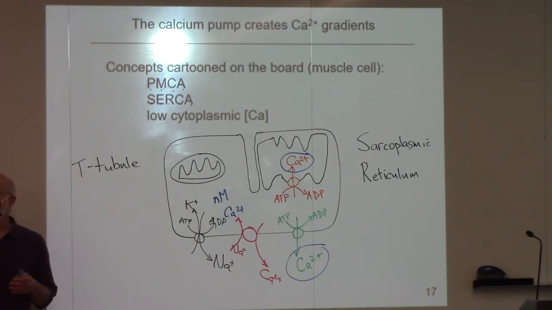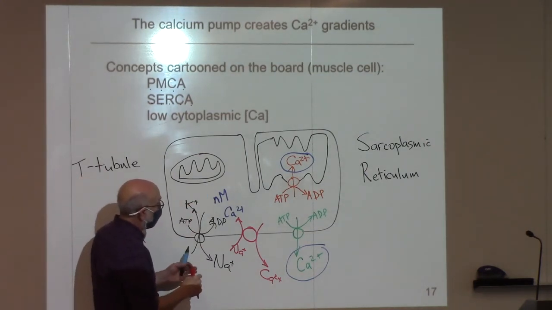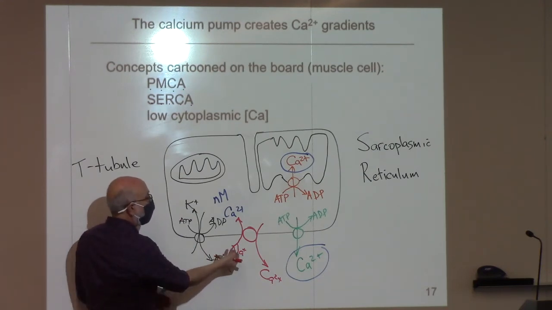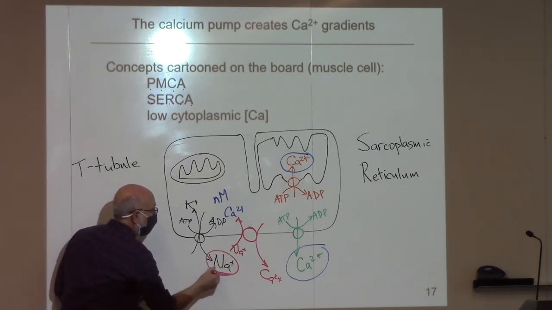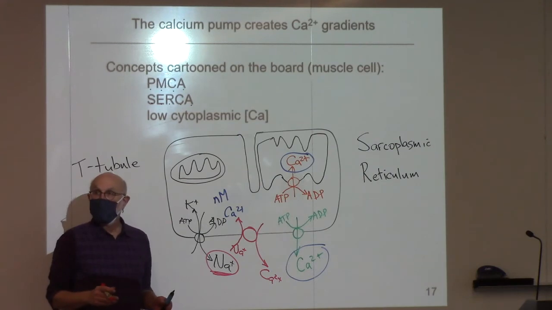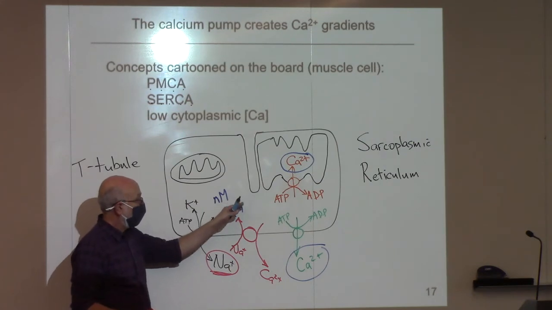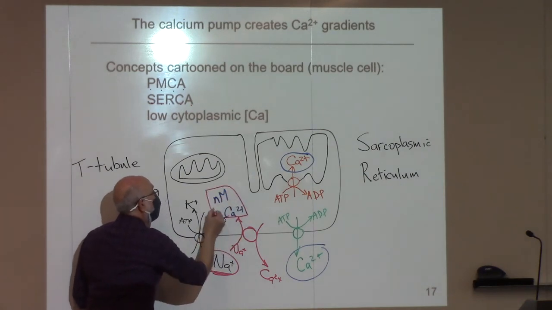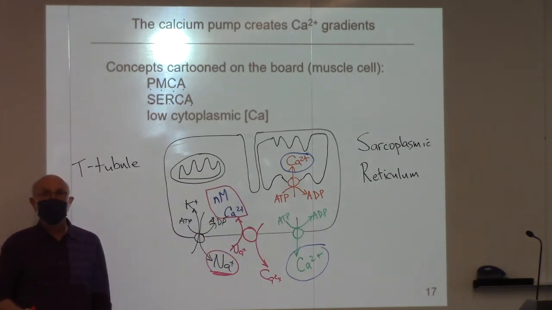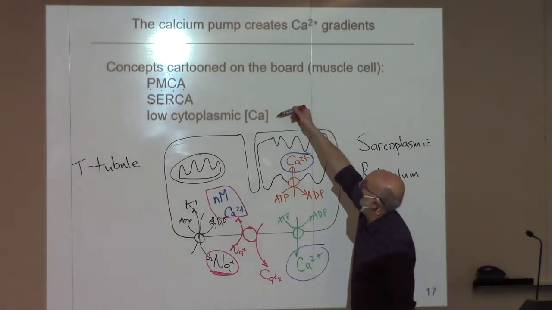Secondary active transport. Antiport. Taking the sodium gradient. Remember, the sodium potassium ATPase built the sodium gradient using ATP, and now the sodium gradient is being used to pump calcium out. And that's part of what keeps cytoplasmic calcium nanomolar.